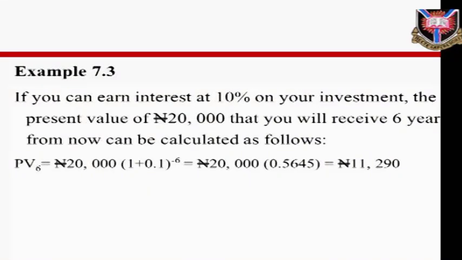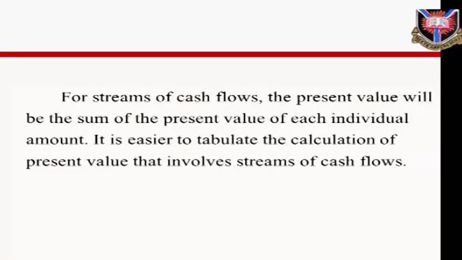Example 3. If you can earn interest at 10% on your investment, the present value of 20,000 naira that you receive 6 years from now can be calculated as follows. PV6 equals 20,000 times (1 plus 0.1) to the power negative 6, which gives us 20,000 times 0.5645, which gives us 11,290 naira.